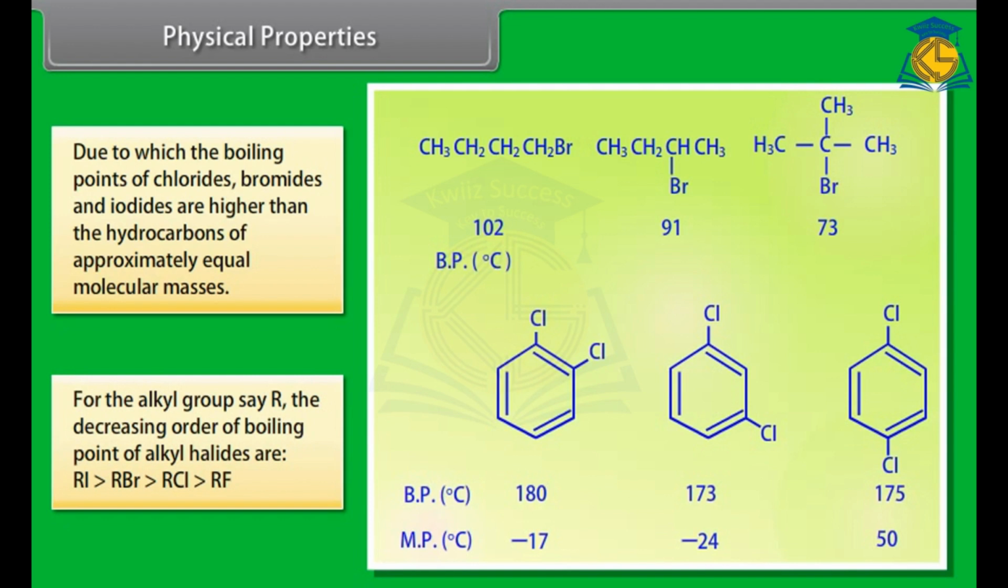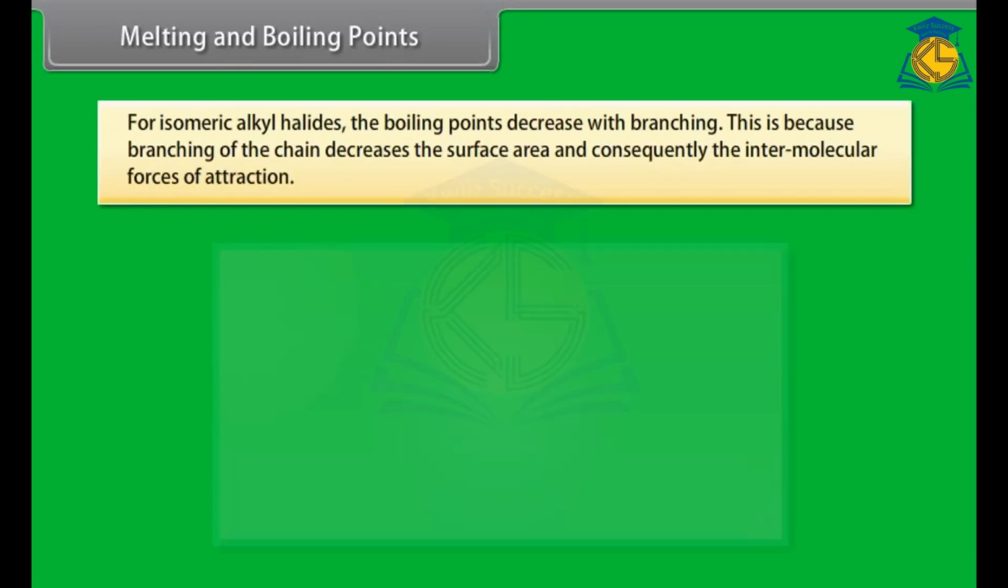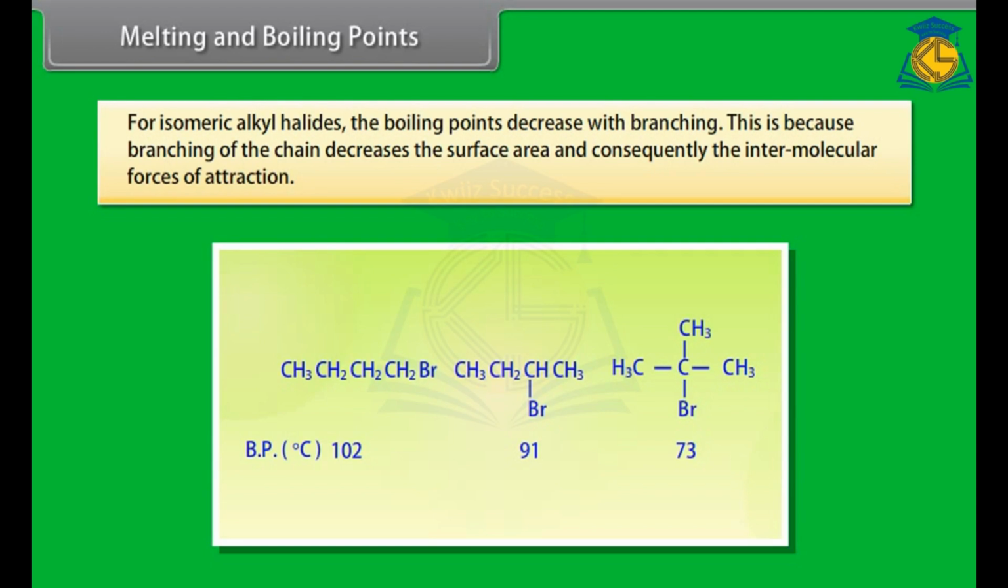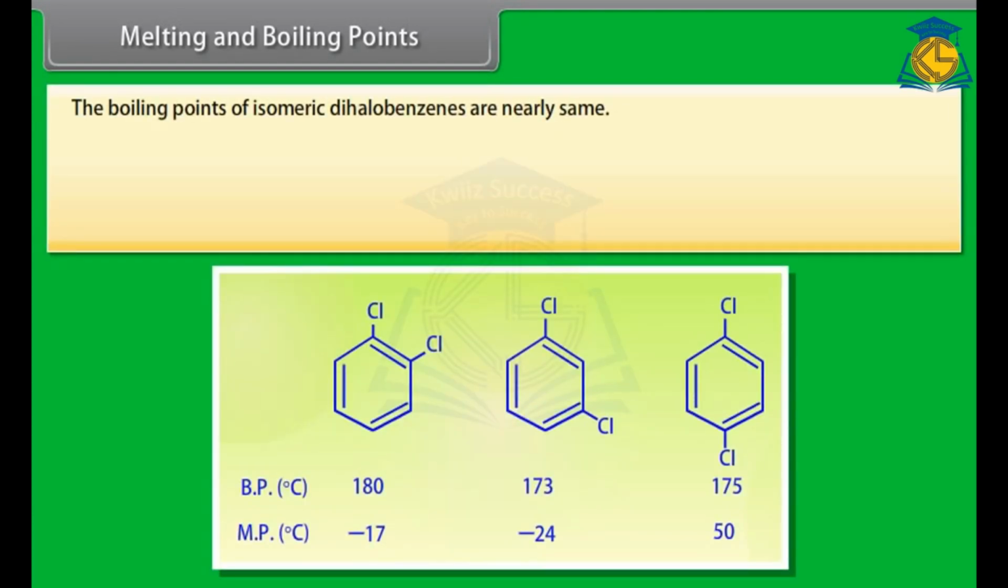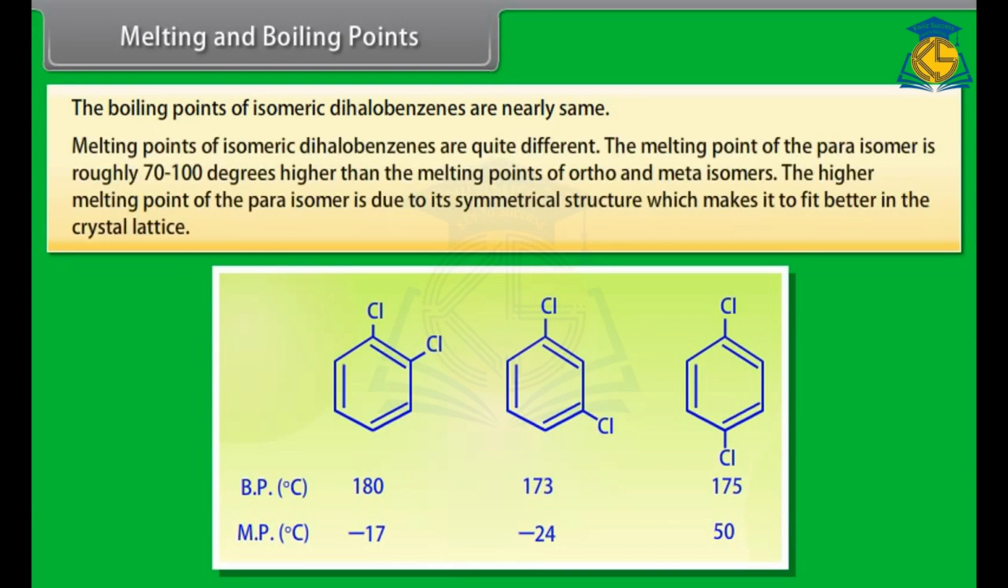For the alkyl group, say R, the decreasing order of boiling points of alkyl halides is RI has the highest boiling point, followed by RBr, then RCl and then RF. For isomeric alkyl halides, the boiling point decreases with branching. This is because branching of the chain decreases the surface area and consequently the intermolecular forces of attraction. The boiling points of isomeric dihalobenzenes are nearly the same. The melting points of isomeric dihalobenzenes are quite different.